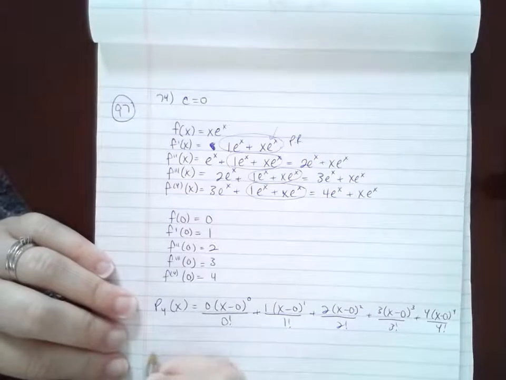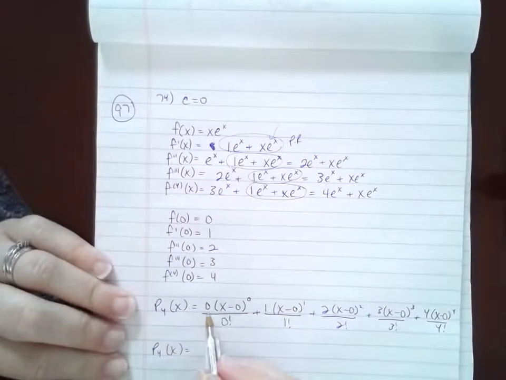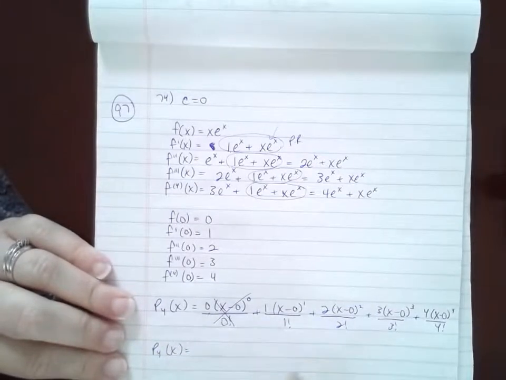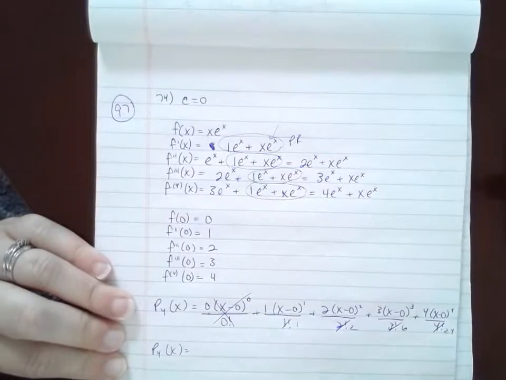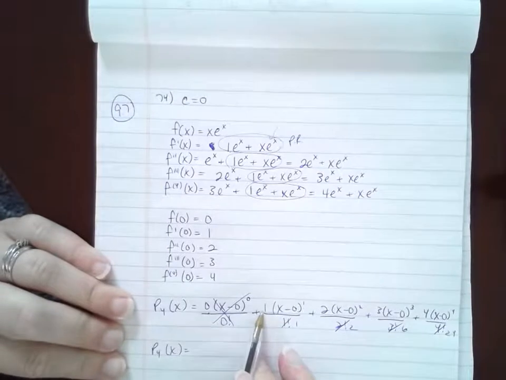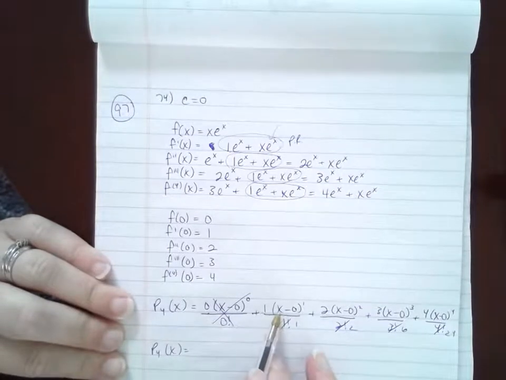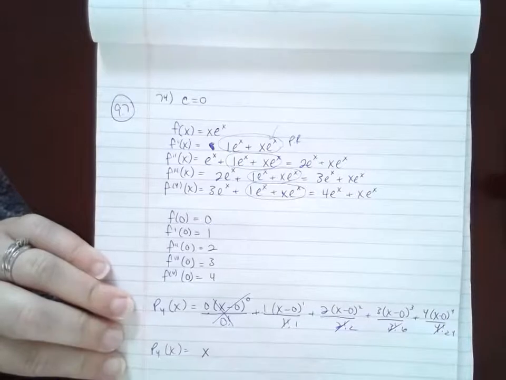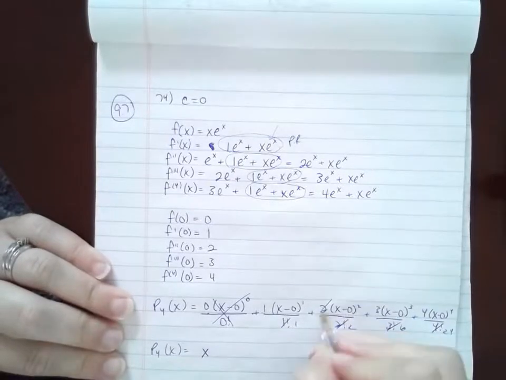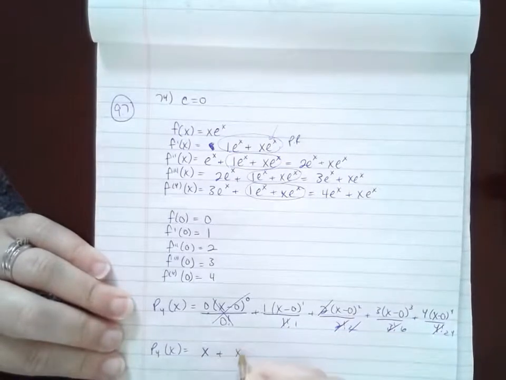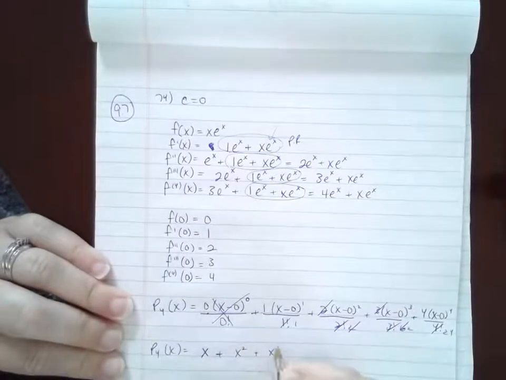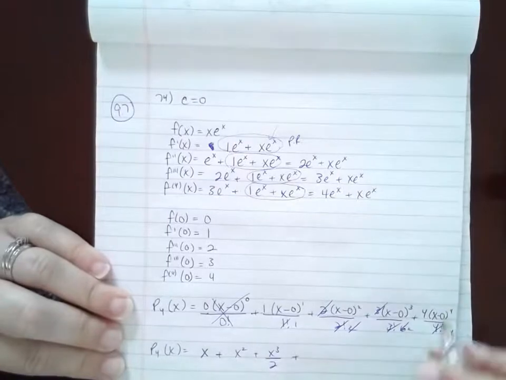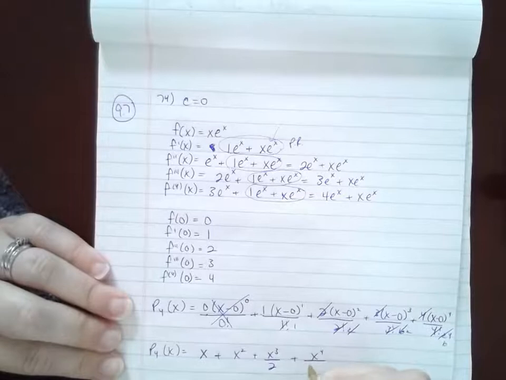Clean this up. This has a 0 coefficient, so it goes away. That's a 1, that's a 2, that's a 6, that's a 24. This simplifies to 1x over 1, which is just x. This simplifies, well, the 2's cancel, to x squared. This simplifies to x cubed over 2. And then the last term simplifies to x to the 4th over 6.